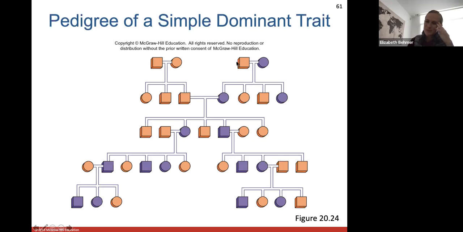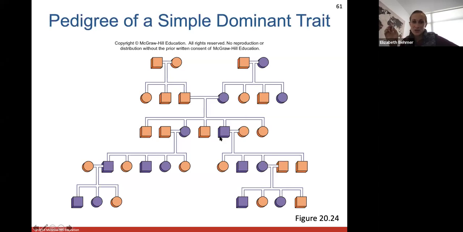The pedigree of a simple dominant trait. What this is showing is that you can look at your pedigree, or your family history, for different traits. I can't remember if the square or the circle is male or female, but it's showing how dominant and recessive traits get passed on. And I think the dominant trait is orange and the purple trait is recessive. I can't remember, but what it goes to show is how different traits, whether they're dominant or recessive, will get passed through the generations.